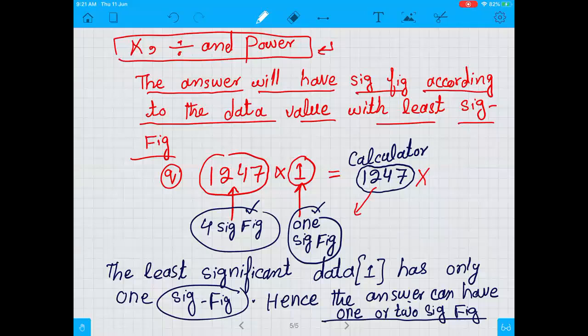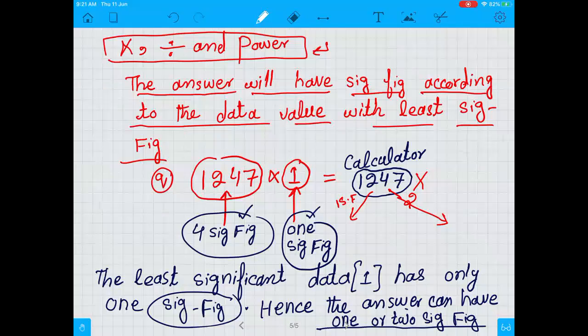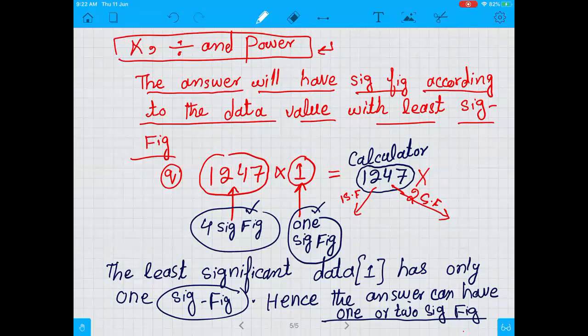So you can write it up to one significant figure, or you can write it up to two significant figures, because your least significant data has one significant figure. So the answer could be written up to one significant figure or two significant figures. Up to one significant figure, it would become 1000. And up to two significant figures, it would become 1200. Both of them are acceptable. So the answer could have one significant figure, or it could have two significant figures. I think it should be clear.